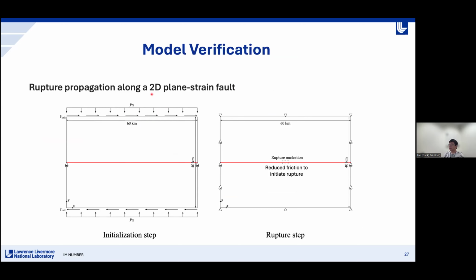To verify this model for the geological fault, we have designed this 2D plane strain problem where the horizontal fault has an initial normal stress and shear stress, and it's in the steady state. And to initiate the fault rupture, we reduce the fault friction inside a small region at the middle of the fault, and the fault rupture will propagate outwards with time.